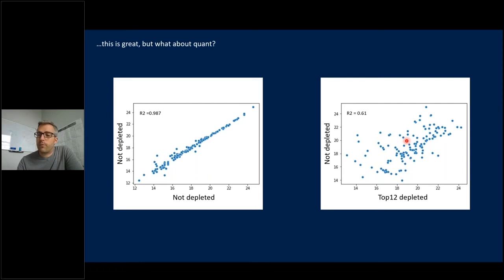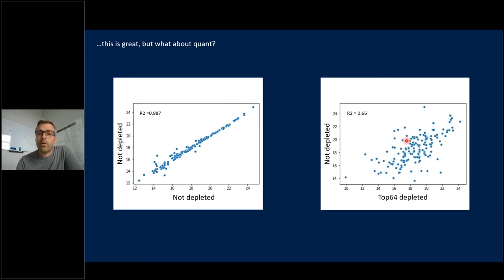And that comes from, for example, the fact that we are removing carrier proteins. Everything that sticks to albumin, for example, is also being removed in these depleted samples, and that has a severe impact on how we quantitate. This is also not really better if we remove even more. If we remove top 64, we still get a very bad correlation.